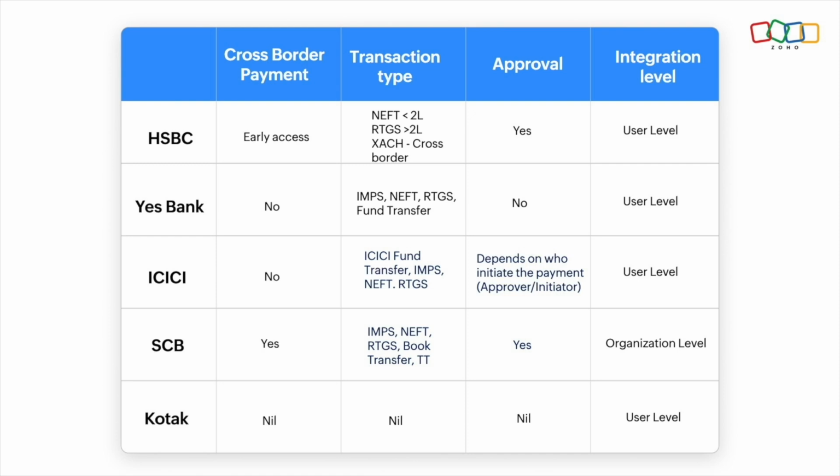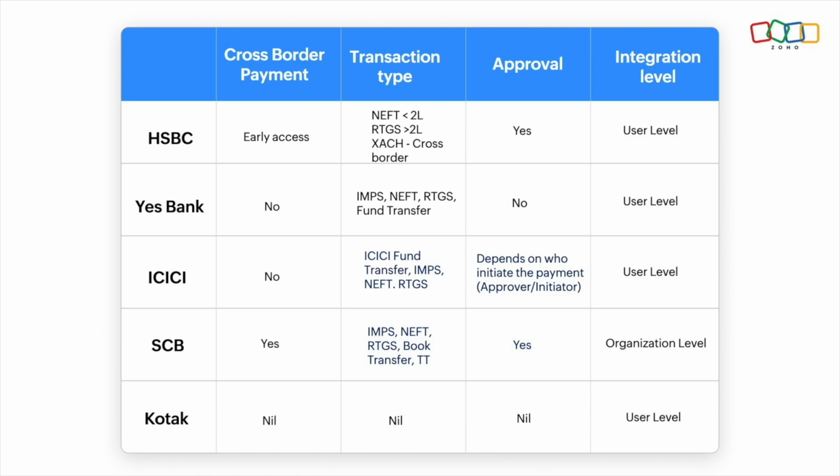And you can also see various transaction types based on the payment that you are initiating, like NEFT, RTGS and ZAC for cross-border payments. And the approval workflow is a mandatory one in HSBC and Standard Chartered Bank. For ICICI, it depends on who is initiating the payment.